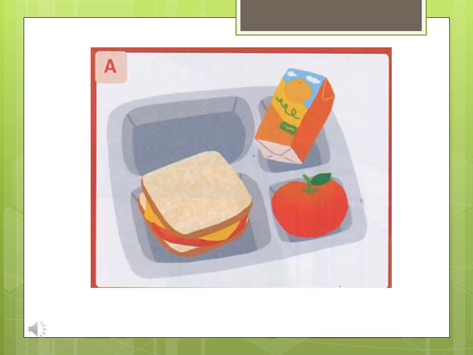Look at picture A. What can you see in the lunchbox? Bây giờ con nhìn bức tranh A nhé. Các con nhìn thấy món ăn gì ở trong hộp cơm này? A sandwich, an apple, and a drink. And now we listen to the girl talking about her lunch. Và bây giờ chúng ta sẽ lắng nghe một bạn gái nói về bữa ăn trưa của bạn ấy nhé.